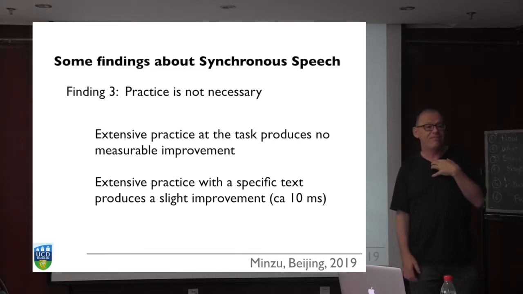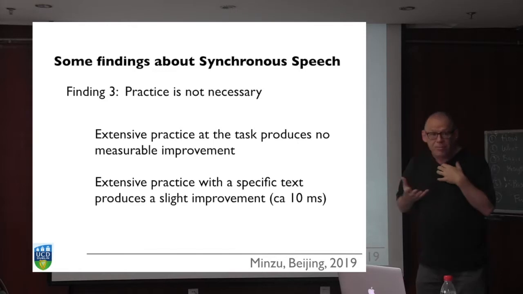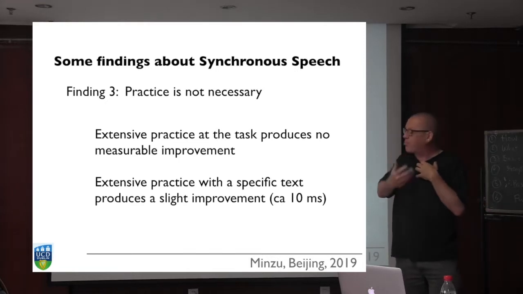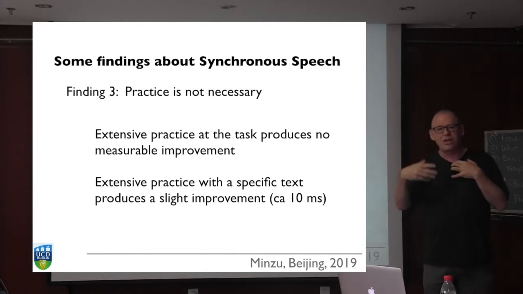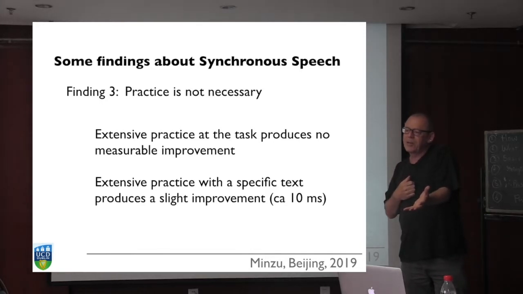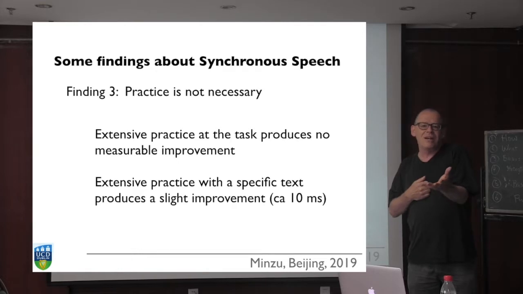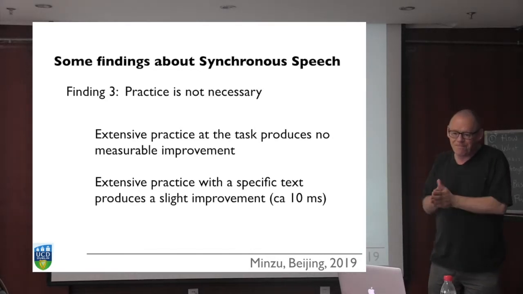They don't need to practice this task. I think it's amazing that they can do it, but they don't need to practice. If I get them to practice, they don't really like this, but I give them an hour, practice and practice and practice, they don't get much better. They get a little bit better on a specific text, but as soon as I change the words, it's like they just walked into my laboratory. So that's remarkable. That means that they're doing something that is familiar to them and is intimately related with what they do normally. Now, I don't have a good explanation for why this is, but I think it's surprising.